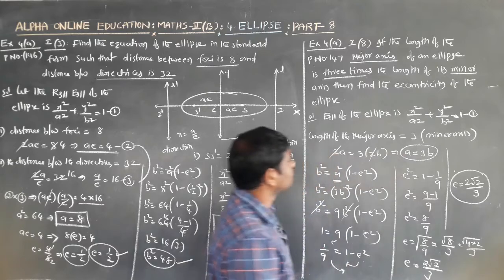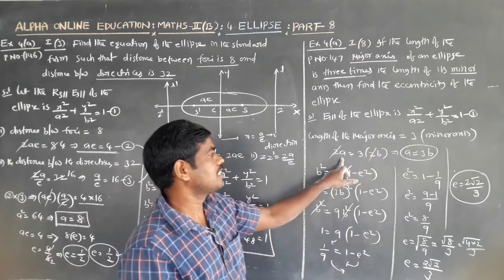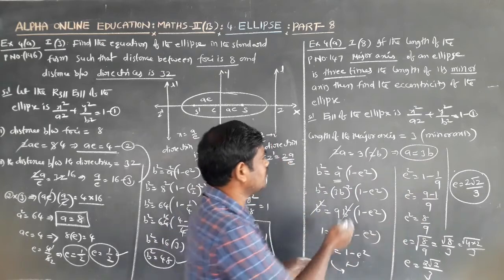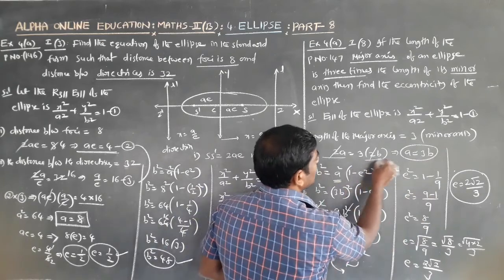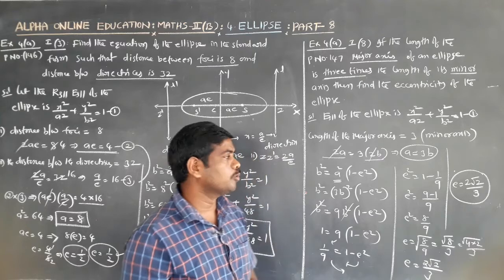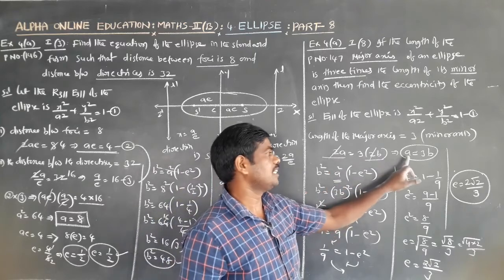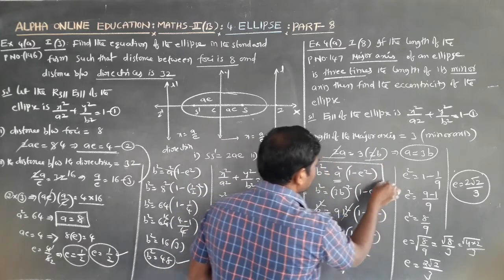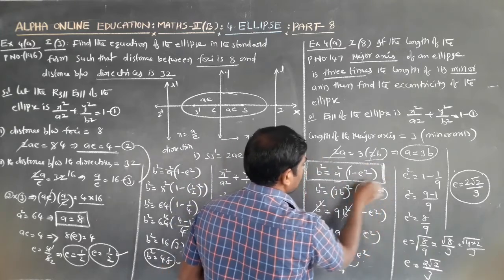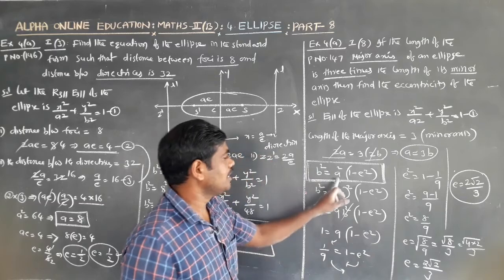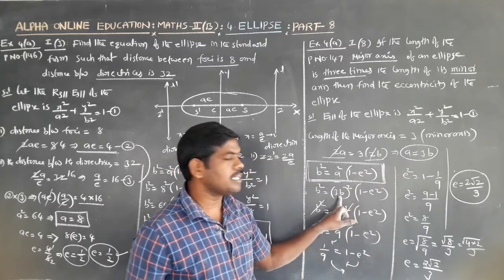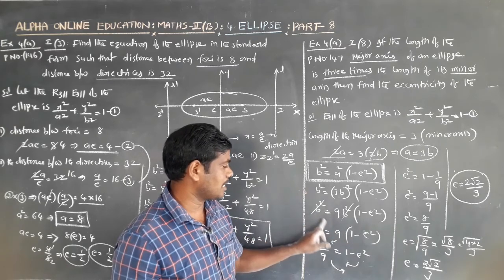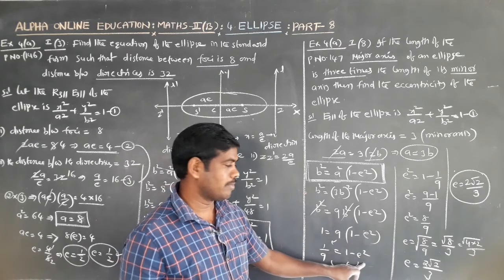Here, length of the major axis is equal to 3 times the length of the minor axis. Length of the major axis 2a, length of the minor axis 2b. 2 get cancelled, a is equal to 3b. By using the formula, b square is equal to a square into 1 minus e square. a is equal to, substitute 3b. 3b whole square means 9b square. b square get cancelled. 1 by 9 is equal to 1 minus e square.